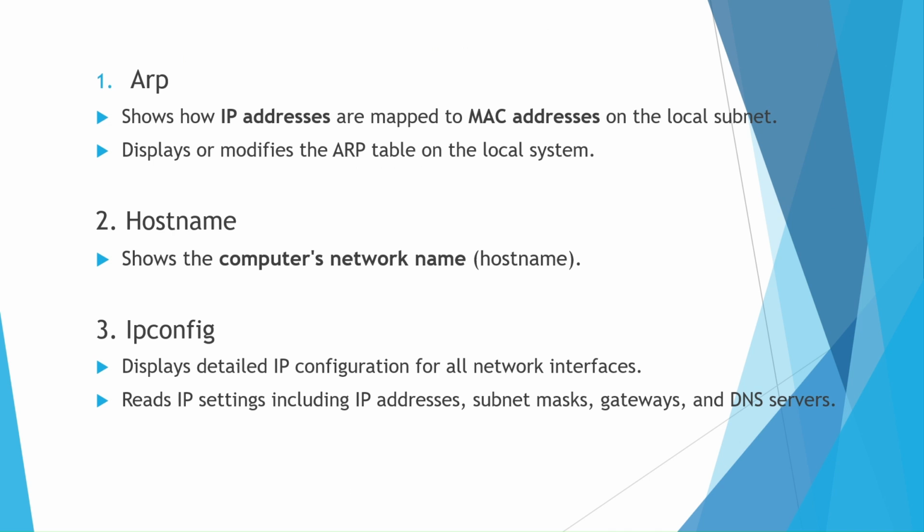ARP. ARP stands for Address Resolution Protocol. It is a command which is used to view and manage the ARP cache, which stores the mappings between IP addresses and MAC addresses on the local network. It also displays or modifies the ARP table on the local system.